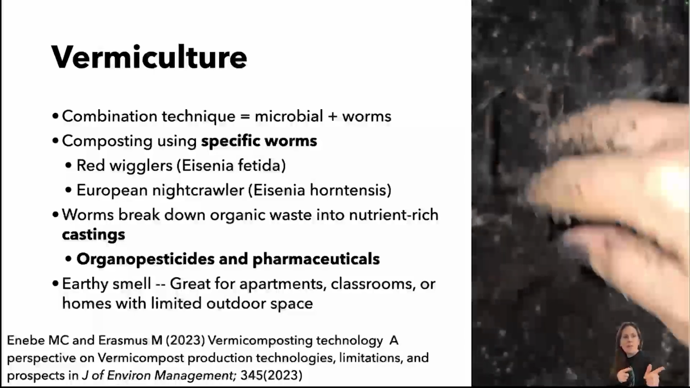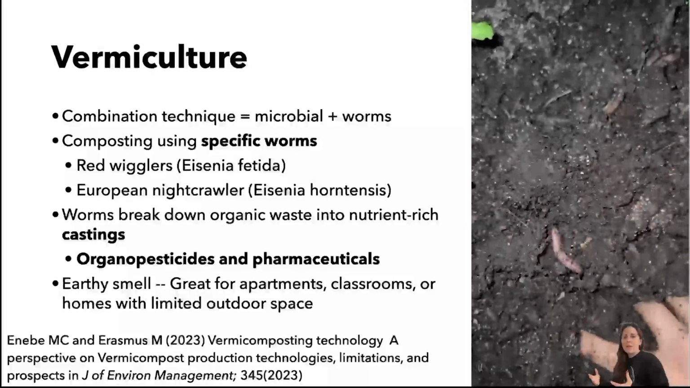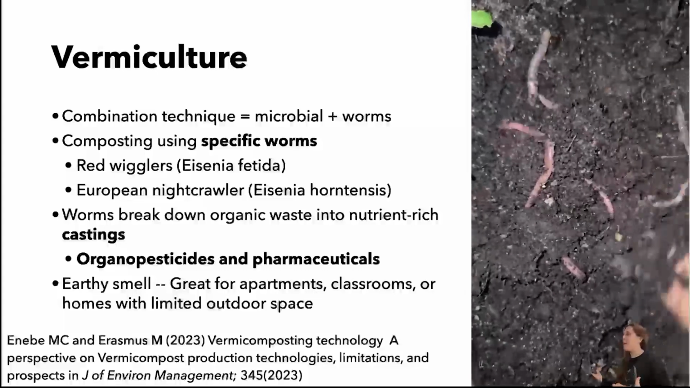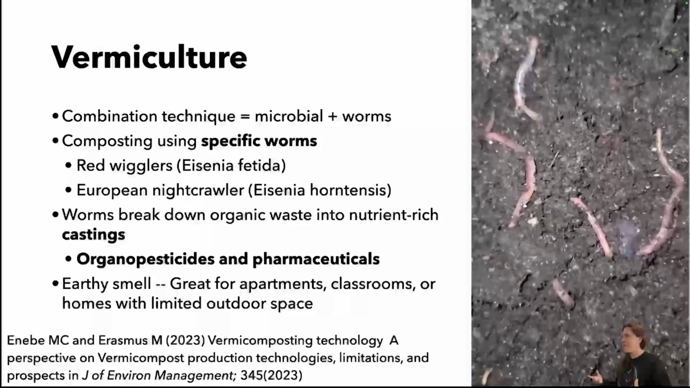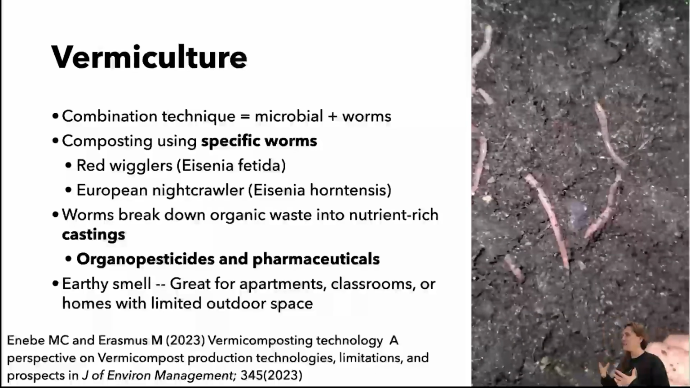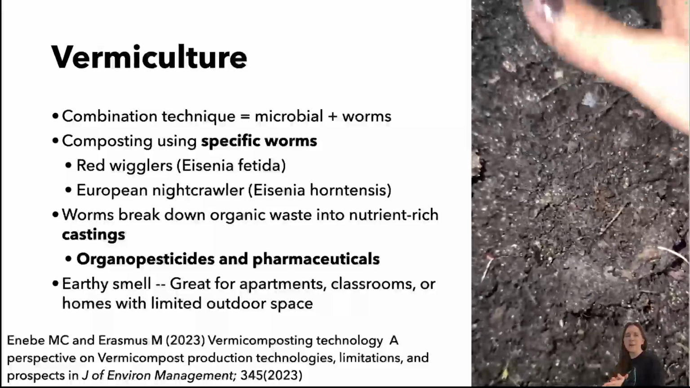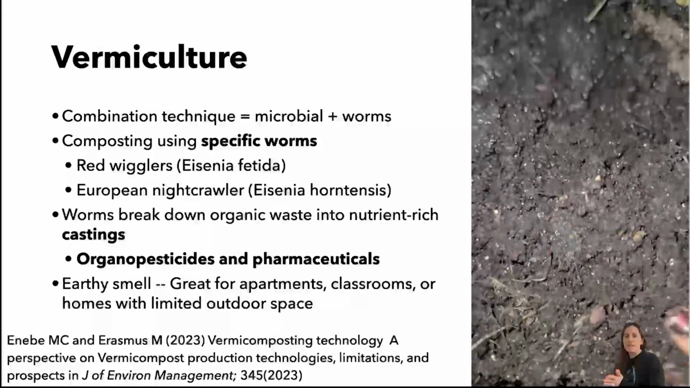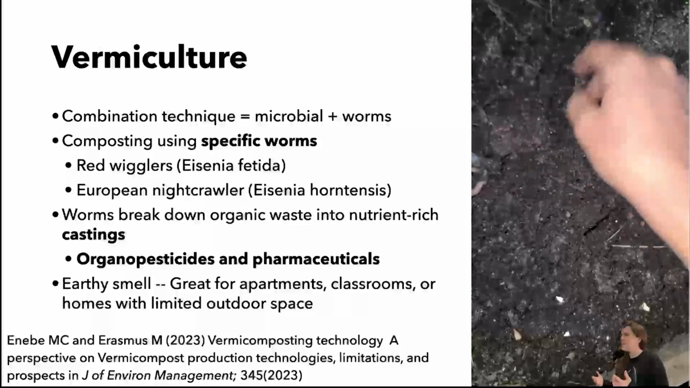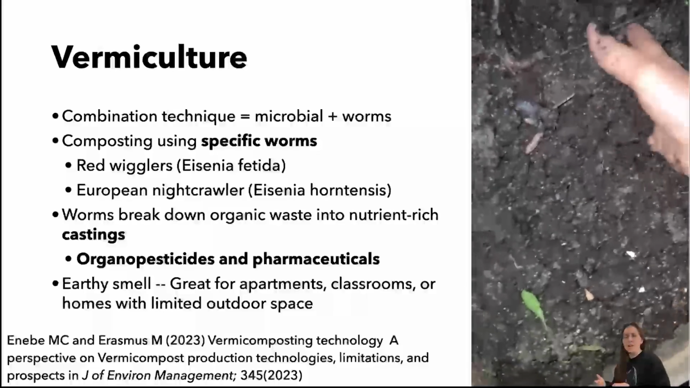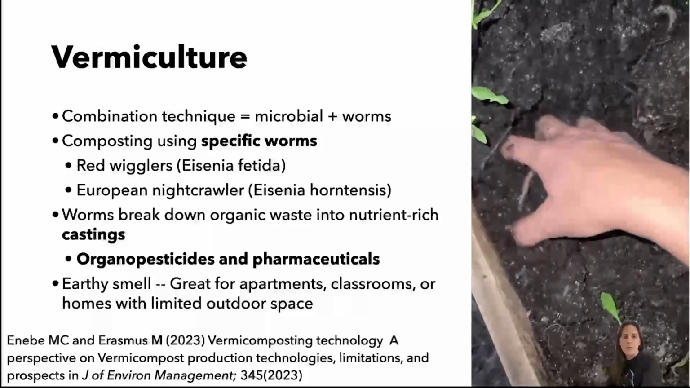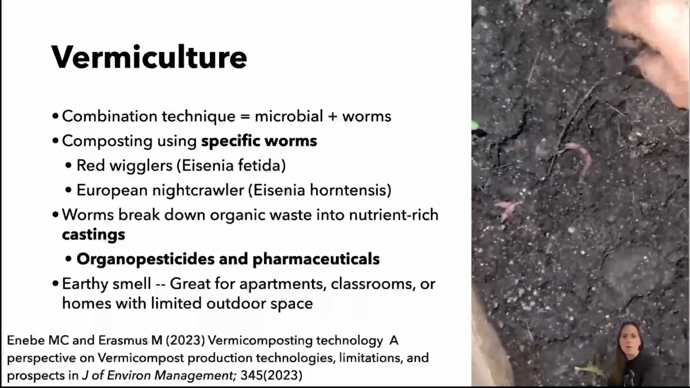Another really cool thing about worms is that they come with a very earthy smell. When we think about the smell of the rain, when the rain comes and you have this really beautiful smell, it comes with a very similar smell. It's just like the turned dirt. So it makes it really nice for indoor composting because there's an earthy smell that comes with it, not one that's foul. And so in my opinion, it makes it great for apartments, classrooms, or homes with limited outdoor space.